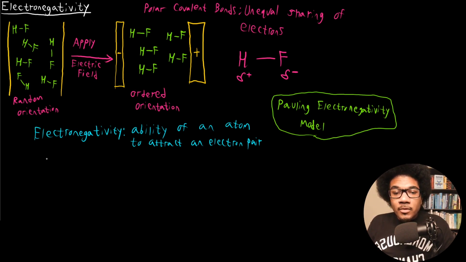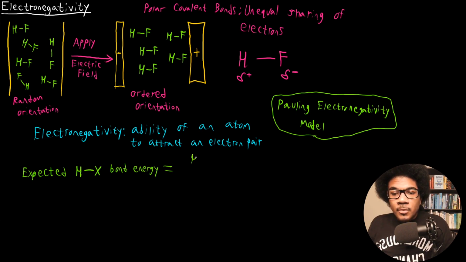So what he did was use a baseline expected bond energy for a given atom with hydrogen, right? So what he would do is take an expected bond energy. So let's say we have hydrogen bonded with some atom X, right? So just any atom X. So there's going to be an expected HX bond energy.